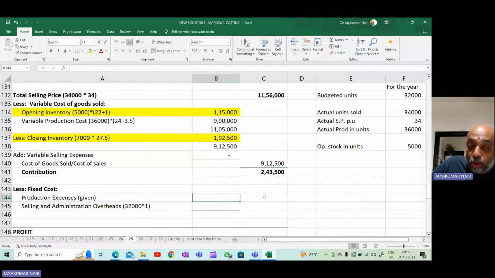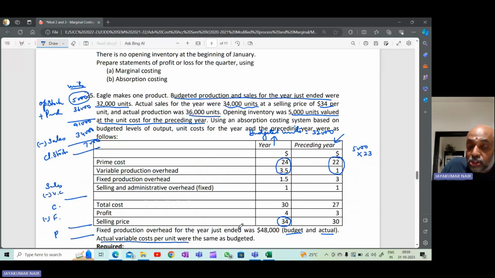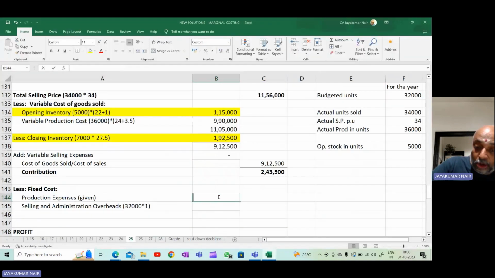So fixed cost, what do you minus? You must find out what is the production expenses. Production expenses, they have given you fixed production overheads for the year just ended. Actual and budgeted is the same. So 48,000 is the actual production overheads. So actual production overheads is already given in the question, 48,000.